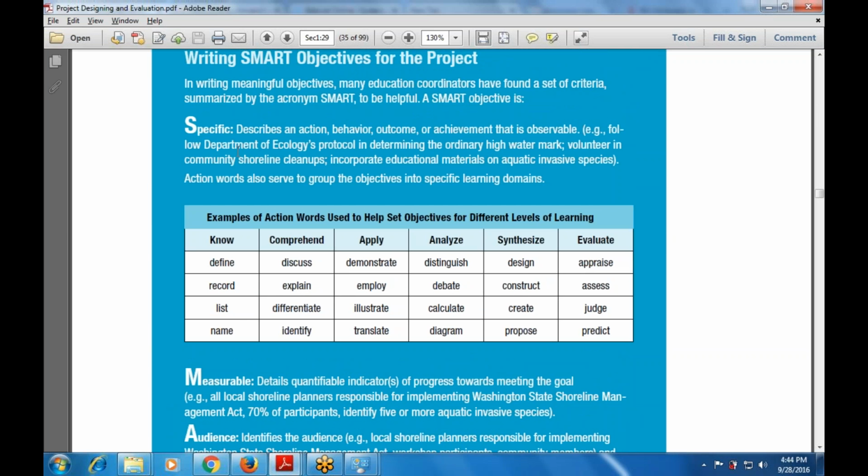Specific describes an action, behavior, outcome, or achievement that is observable. For example, following the Department of Ecology protocol for determining the ordinary high water mark, conduct community shore point cleanups, and incorporate educational material on aquatic spaces used for the specific learning domains: know, comprehend, apply, analyze, synthesize, evaluate.